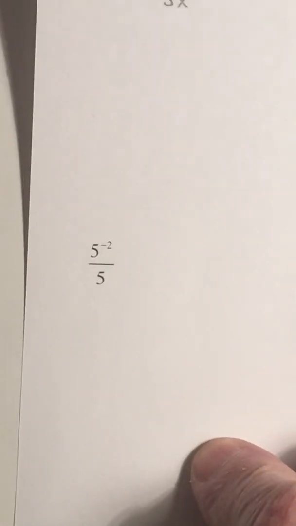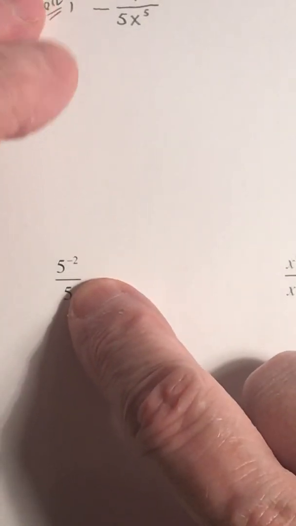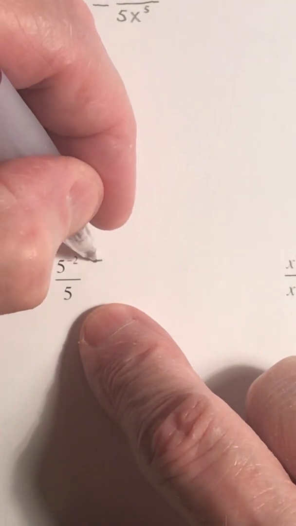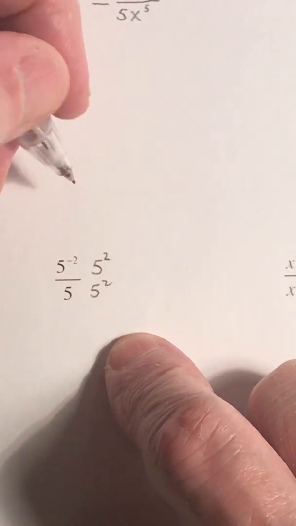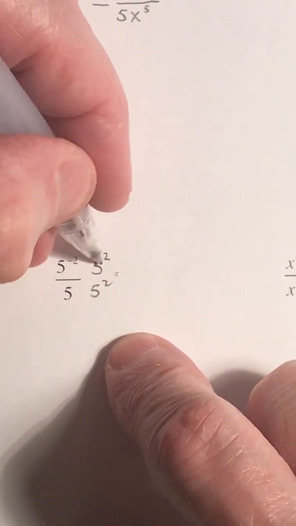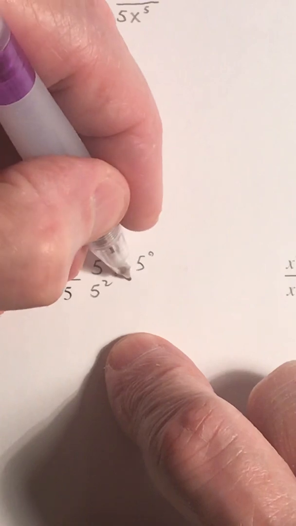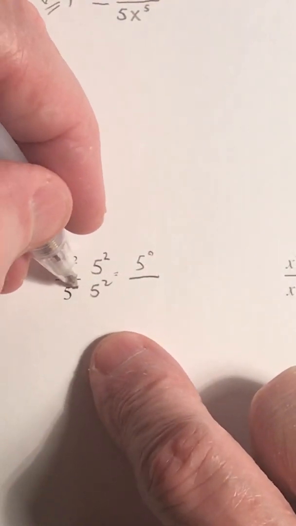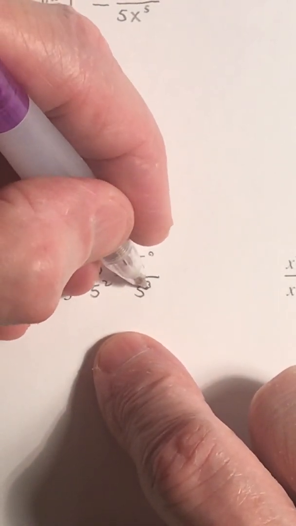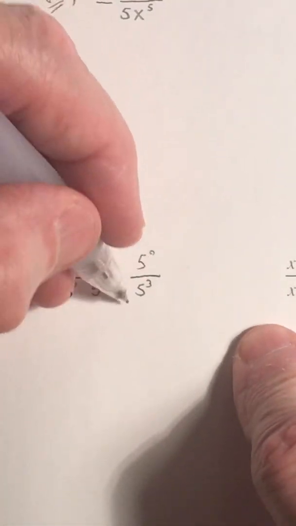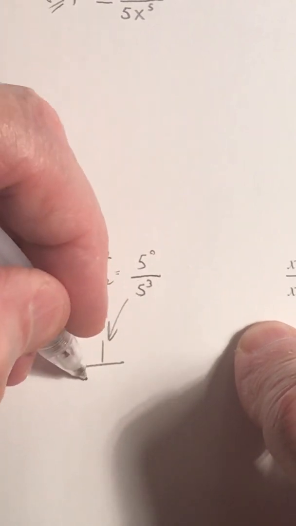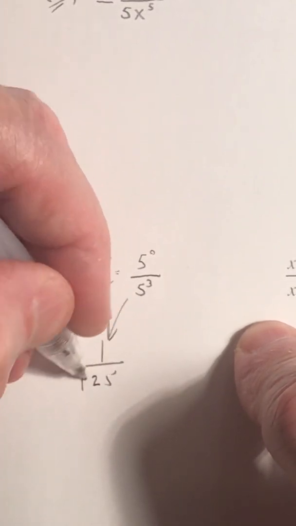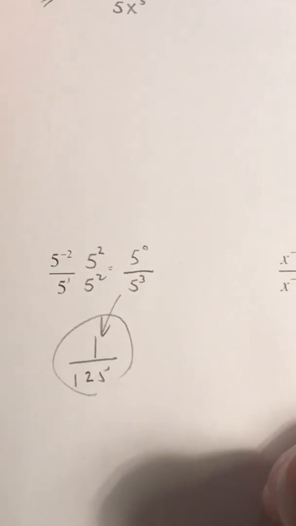How can we get this fixed? Use that same idea. Multiply the top and bottom by 5 to the opposite power and see what happens. You get 5 to the 0 on the top. This is 5 to the 1 times 5 to the 2 is 5 to the third. And what's 5 to the 0? That's a 1. 5 to the third is 5 times 5 times 5. That's 125.